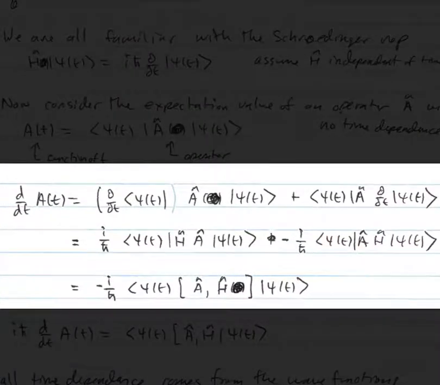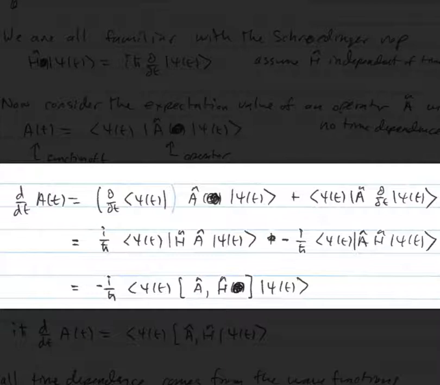We can call this the equation of motion for the expectation value of A. So it's going to have three terms in it. It's going to have one term that involves the derivative of the bra. It'll have one term that involves the derivative of the operator, and it'll have one term that involves the derivative of the ket. Now, of course, the derivative of the operator is 0 because we explicitly said the A operator has no time dependence. So that leaves us with just two terms in the expression.